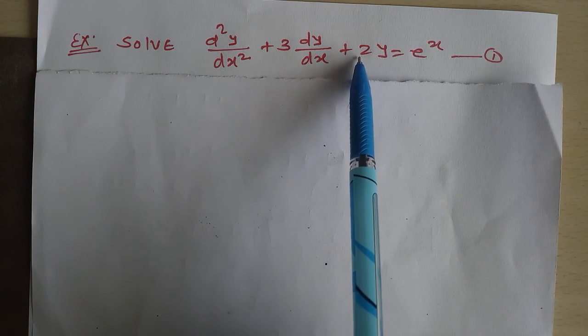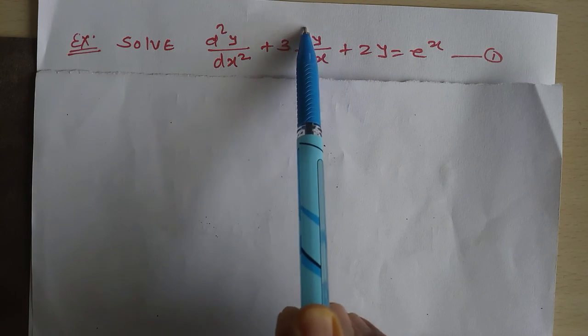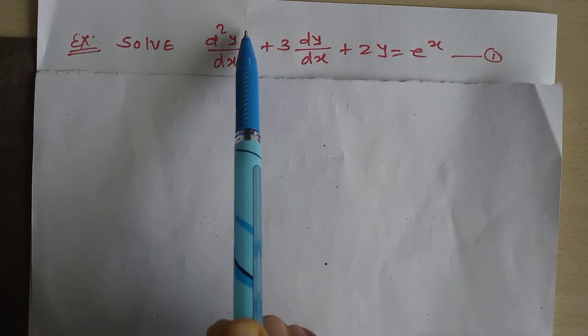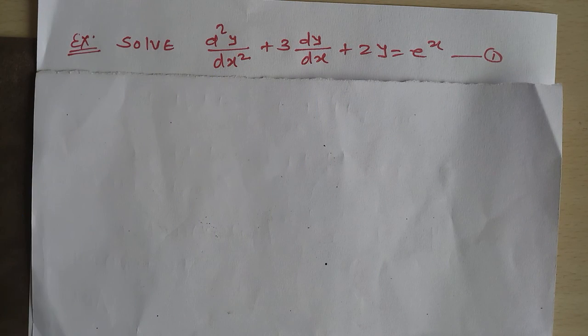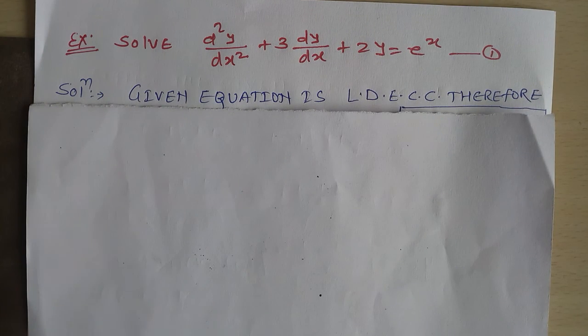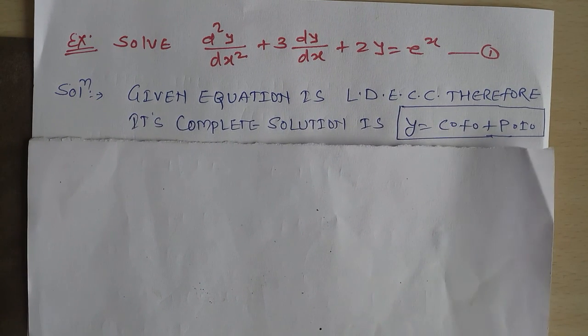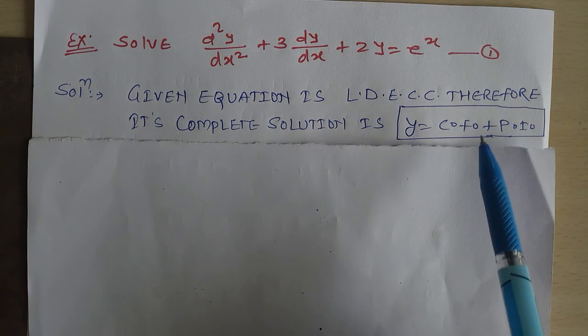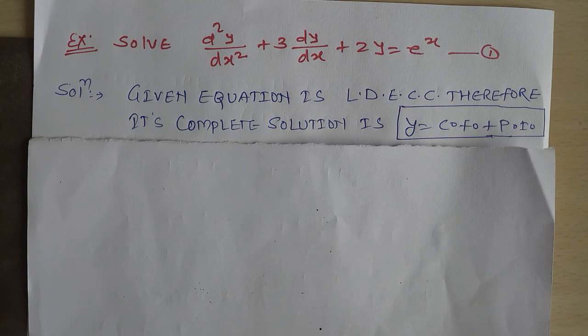The coefficient of y is 2, constant, the coefficient of dy by dx is 3, constant, and the coefficient of d2y by dx2 is 1, constant. So this is a linear differential equation with constant coefficient. So the given equation is a linear differential equation with constant coefficient, and therefore its solution is what? y equal to CF plus PI. The solution of LDCC is y equal to CF plus PI. Now first we obtain the complementary function CF, and for that we have to write the auxiliary equation.